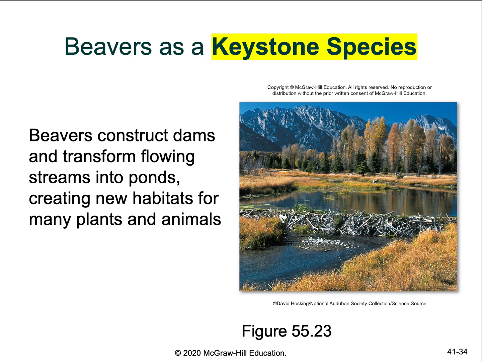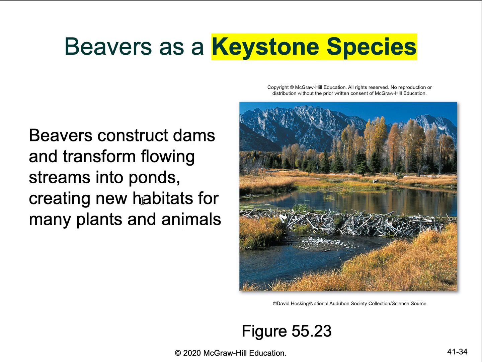The last thing that we'll leave off with are keystone species. A keystone species is kind of like an indicator species, and so they are kind of like the forefront of, I guess, a community. Yeah, we'll say that. So let's go ahead and read this really quickly. It says beavers construct dams and transform flowing streams into ponds, creating new habitats for many plants and animals. So this is saying that without the beaver, you're not able to create new habitat for many plants and animals.